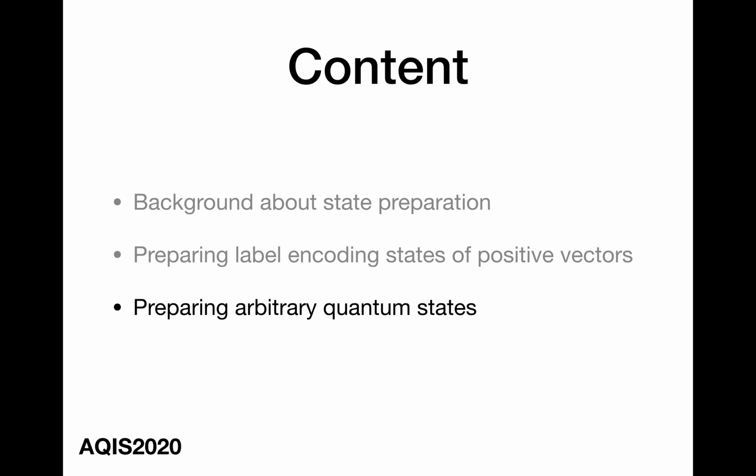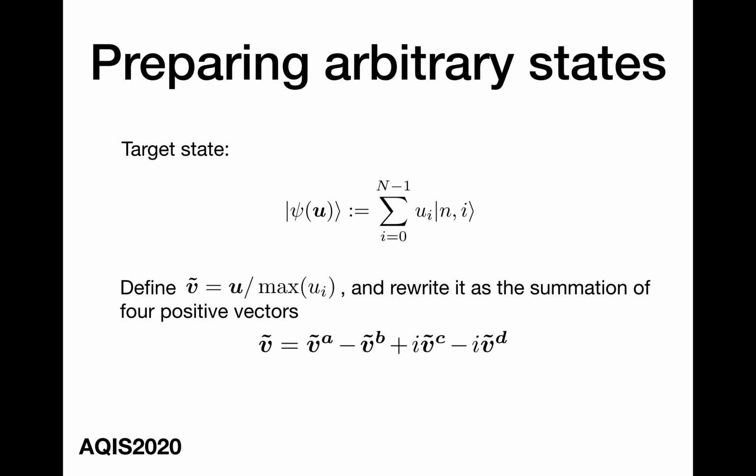And we then discuss how to generalize this method to an arbitrary quantum state. So now our target state is as follows, and the amplitudes here can be arbitrary complex values as long as the normalization is satisfied. And we define a precise vector v tilde here. And as this is a complex vector, we rewrite it as the summation of four positive vectors in this way. And this can always be done.